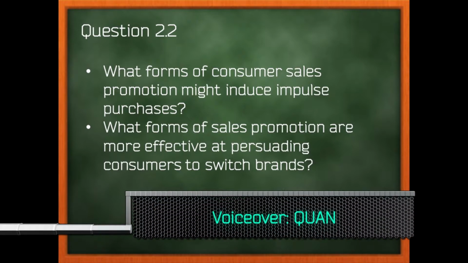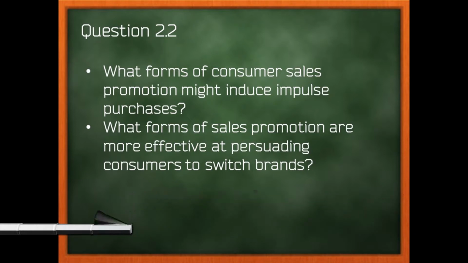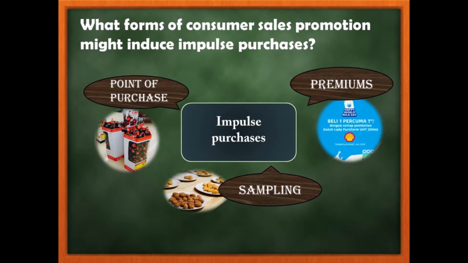Now we will come to the second question, which is what forms of consumer sales promotion might induce impulse purchases? What forms of sales promotion are more effective at persuading consumers to switch brands? Now, let us first look into the forms of consumer sales promotion that might induce impulse purchases. Impulse purchase or impulse buying is known as the buying of goods without planning to do so in advance, as a result of a sudden whim or impulse.